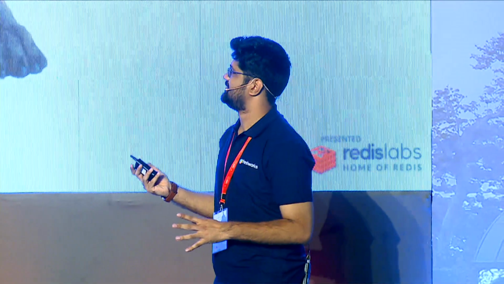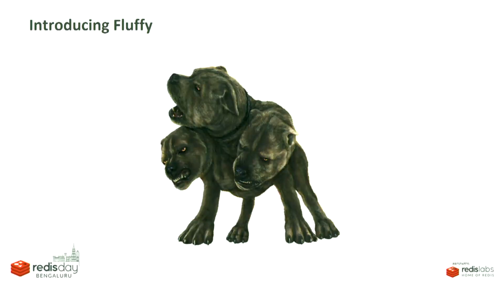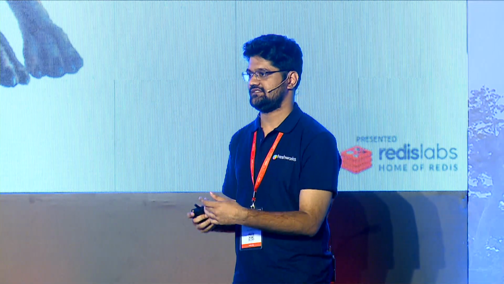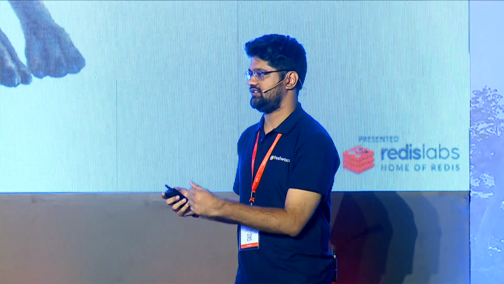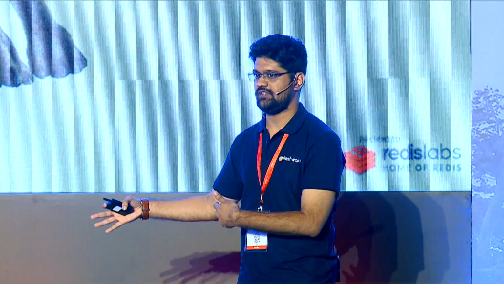So the rate limiting server, internally we call it Fluffy. Those of you who watched Harry Potter, Fluffy is the three-headed dog that prevents you from going inside the trapdoor. So Fluffy is Freshworks' API Gateway, and it prevents bad actors beyond a certain limit from reaching the application server. So that's our guardian dog there.